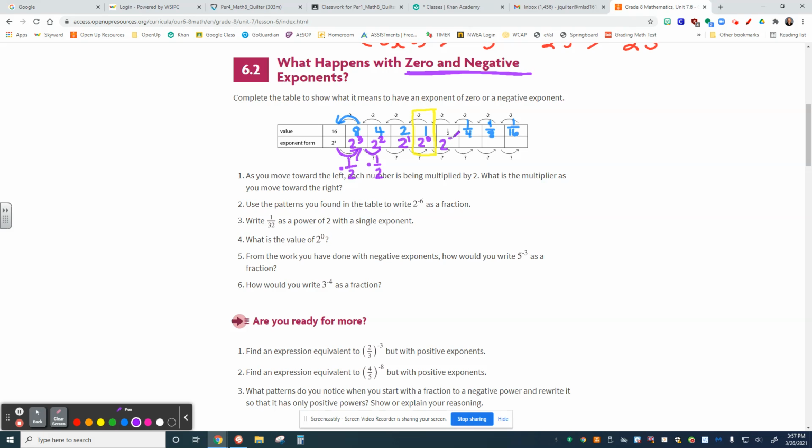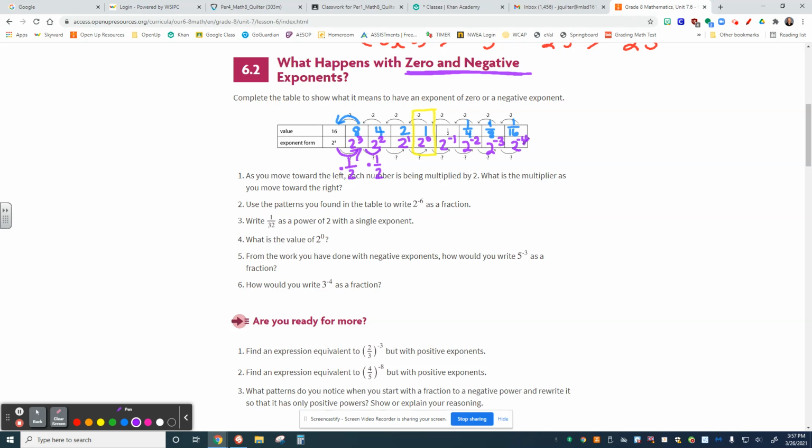And 2 to the negative first is the same thing as a half. 2 to the negative second is the same thing as a quarter. You get the idea. And there's actually some bigger ideas that are coming along with this. So pay attention to that. Look for those patterns that we see here and see what happens.